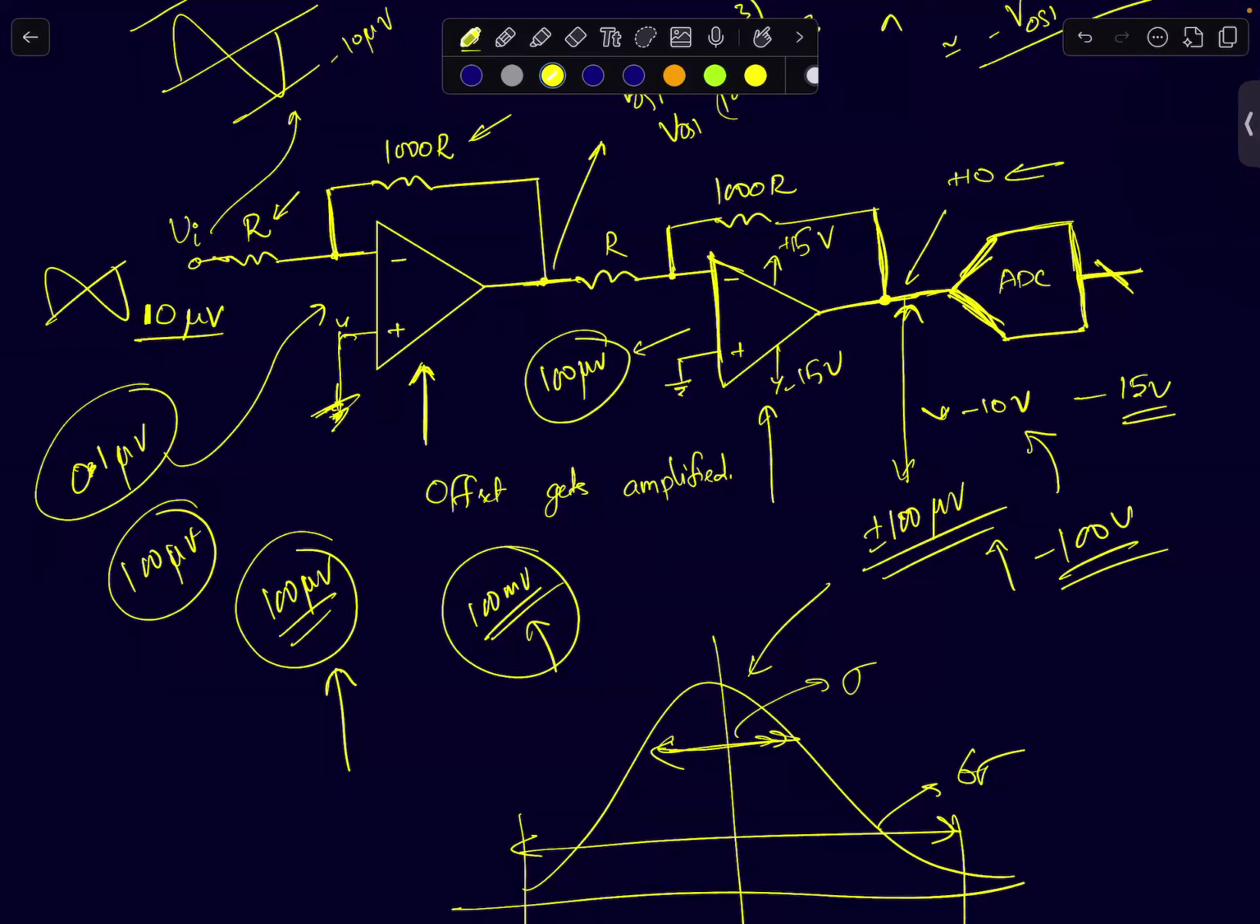Or let's say you don't have the money to purchase a very low offset op-amp. What can you do now? We discussed in the last class, right? Let's say we don't have money to purchase a low offset op-amp. You don't have the budget as a student. Then what do you do?